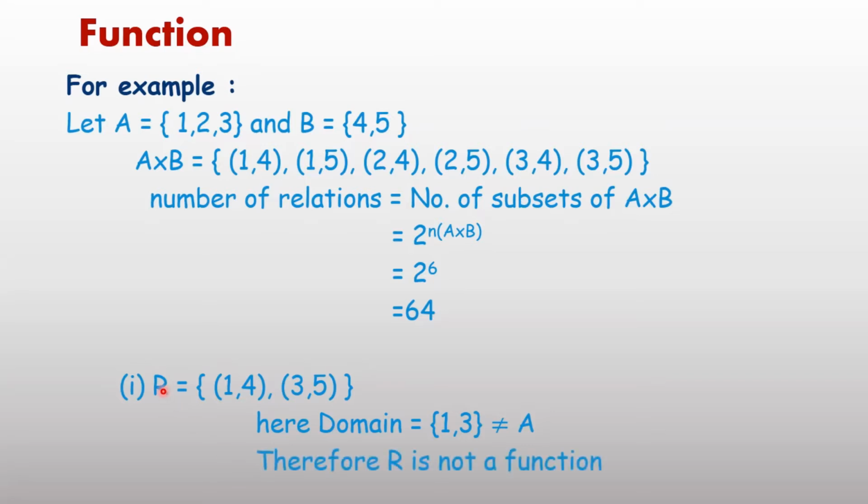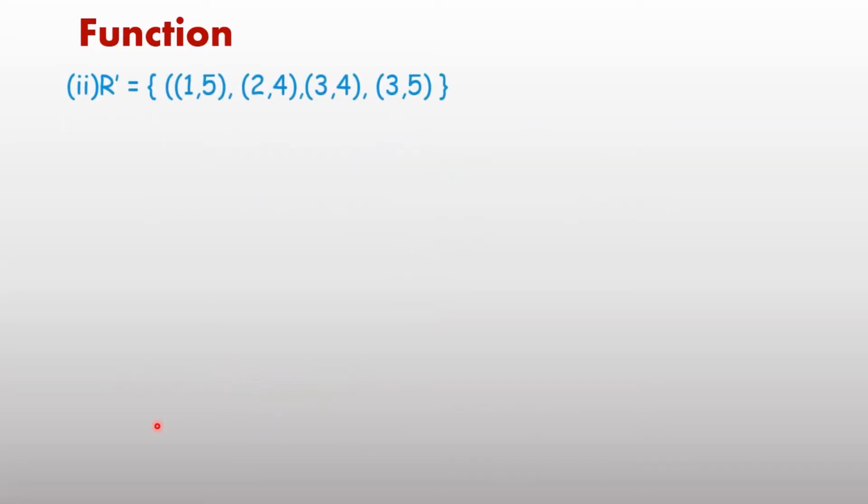Now, second example, R' equal to collection of ordered pairs {(1, 5), (2, 4), (3, 4), (3, 5)}. R' written here. It is also a subset of A cross B, means relation. Here domain, collection of first components 1, 2, 3, 3, means domain equal to {1, 2, 3}. If any element is repeated, we write it once. So domain equal to set A.